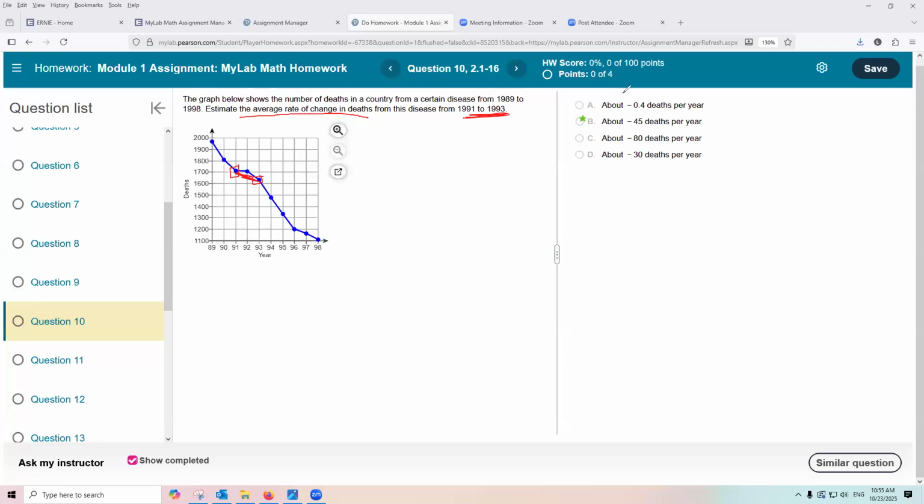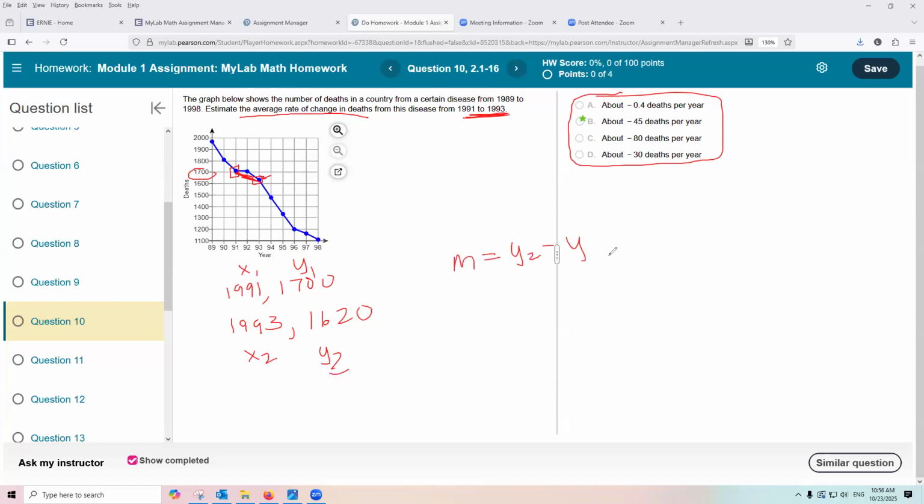Now notice I don't have to come up with the exact answer because it's an approximate kind of answer. So let me just try to label these points. It looks like in 1991, the number of deaths is 1,700. And in 1993, I'm going to use 1620 as my estimate. It's hard to read exactly from the graph, but remember, we don't need an exact answer here. Well, let me think of this as x1, y1, x2, y2. And let's plug into the slope formula. By the way, I can see this has to be a negative slope because there's a downhill line.